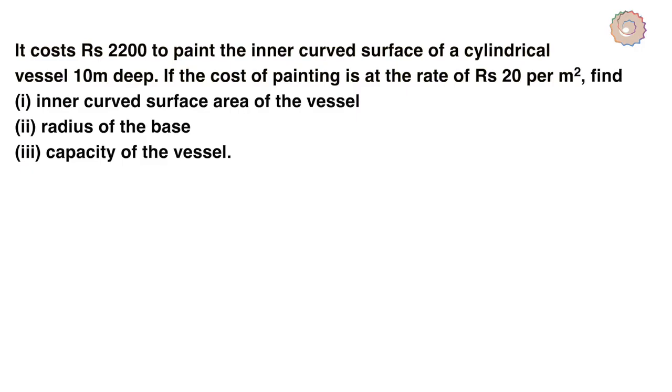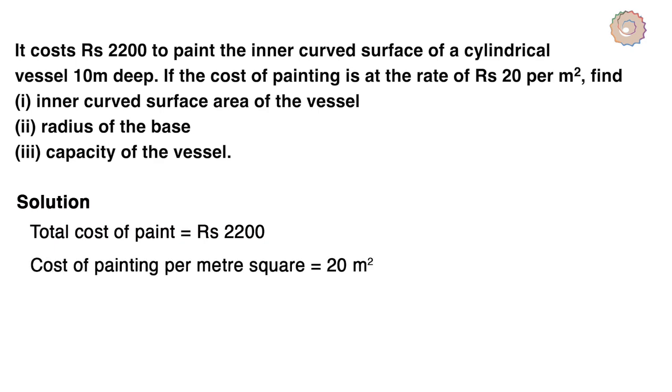It costs Rs 2200 to paint the inner curved surface of a cylindrical vessel 10 meter deep. If the cost of painting is at the rate of Rs 20 per meter square, find the inner curved surface area of the vessel, radius of the base and the capacity of the vessel. The solution is as follows. We know that the total cost of the paint is given as Rs 2200. Therefore, cost of painting per meter square is equal to Rs 20. And the depth of the vessel is 10 meter from the question.